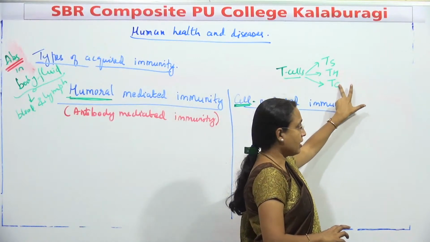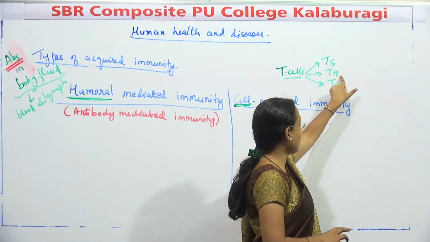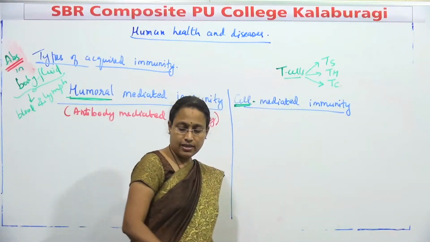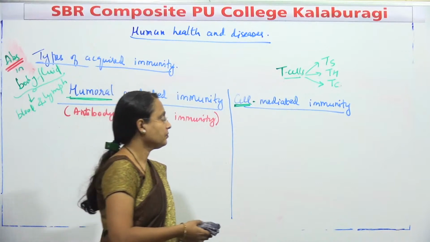So that role of suppressing the immune system is due to TS cells. Helper and cytotoxic cells kill the target cells. These help both B cells as well as T cells.